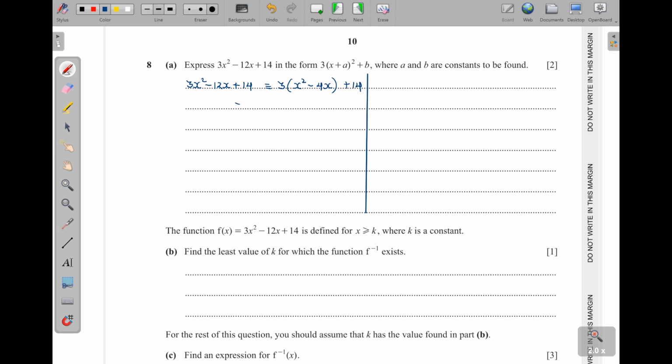Now, we are going to get the coefficient of x here. We divide it by 2. So this negative 4 divided by 2, you get a negative 2. So I'll have 3 in here, then I'll have x, you get that negative 2. You put a square here, pop this one out, and then you square it. So minus the 2 squared, and then plus the 14.